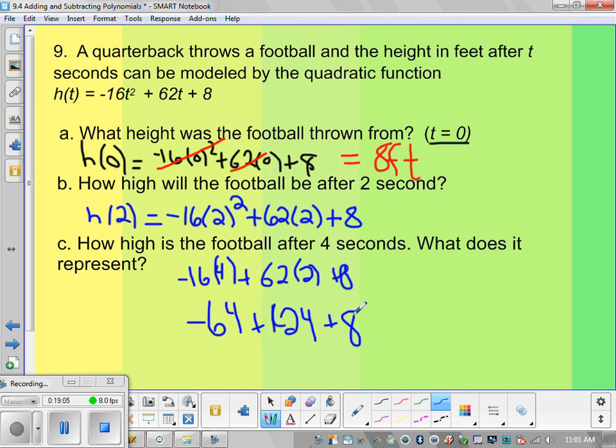If we combine those, negative 64 plus 124 is 60. And if we take that 60 plus 8, we will end up with a height of 68 feet.